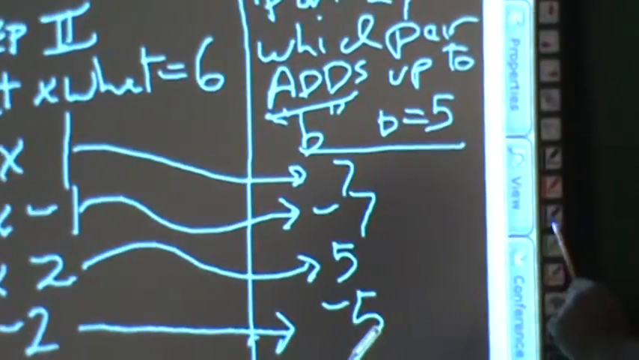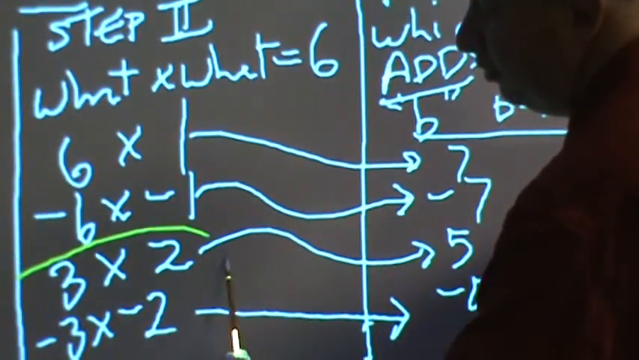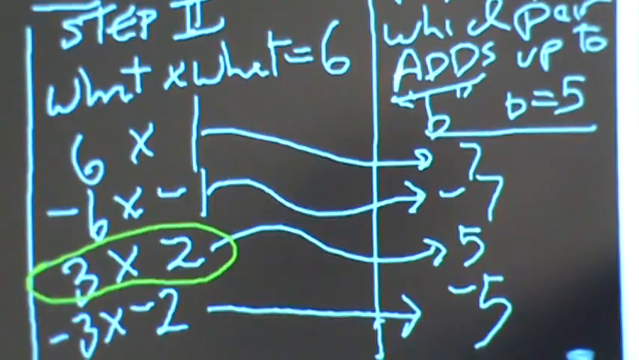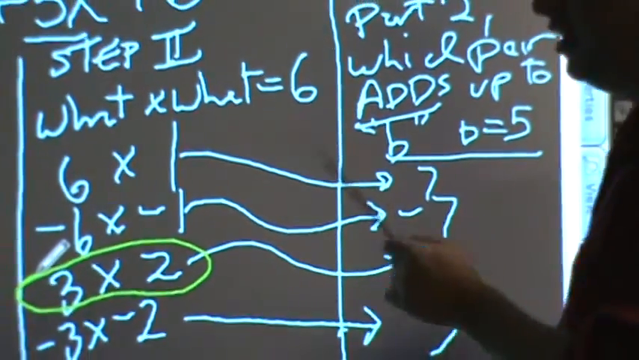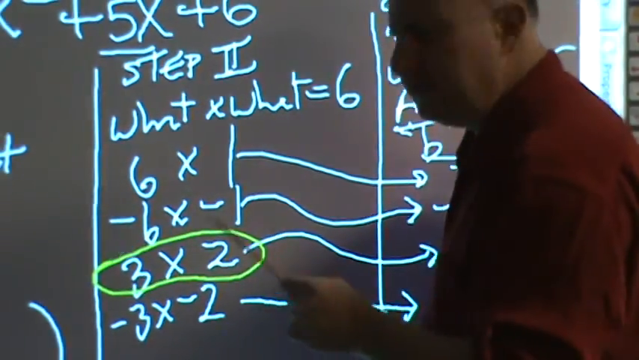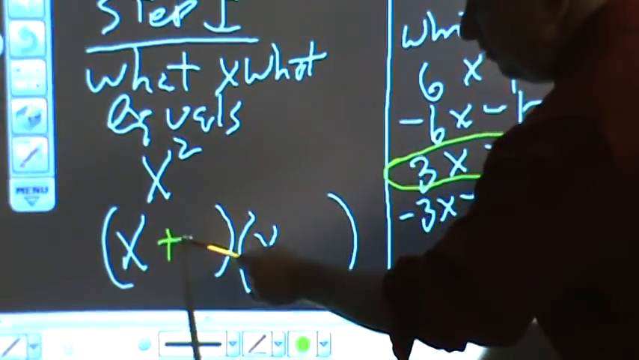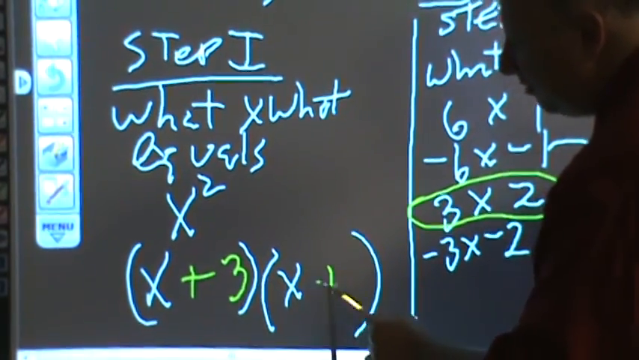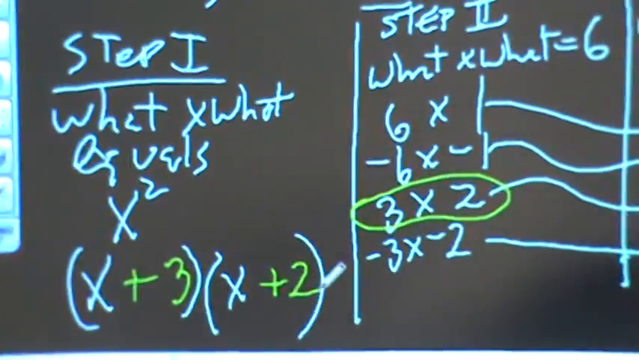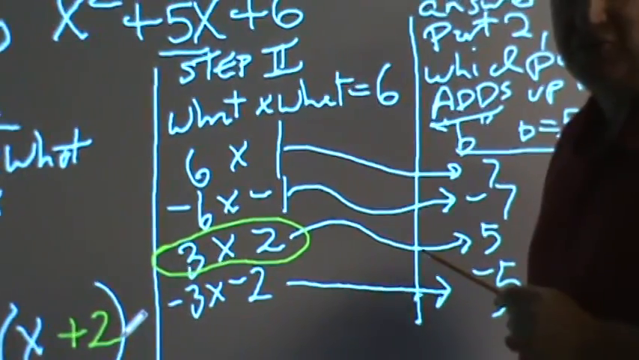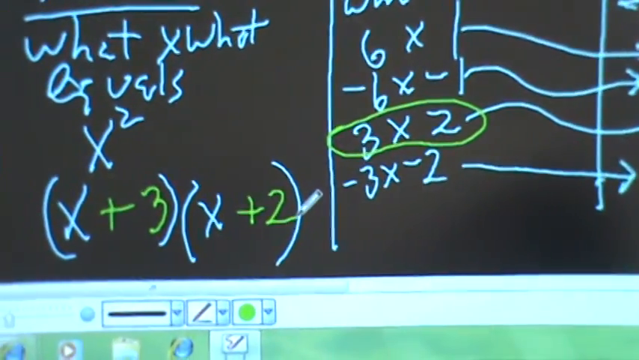So, which one is my correct answer? These two. So I'm going to use 3 and 2. Positive 3 and positive 2. Now going back to my step 1, positive 3 and positive 2. And we have our answer. We're finished. That's it. That's all there is to factoring.